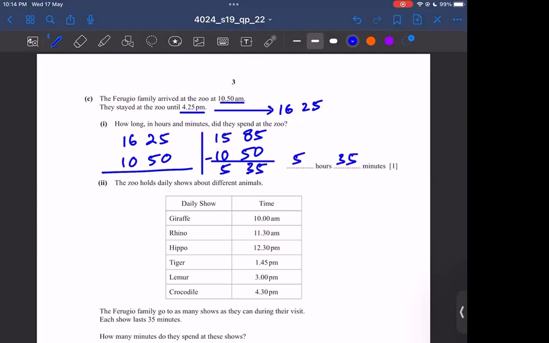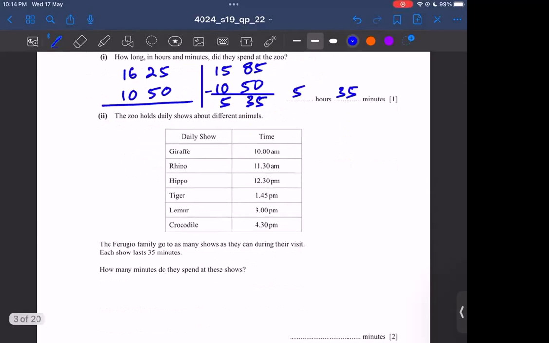They spend the time in the zoo. All right. Now in part 2, say the zoo holds daily shows about different animals. Giraffe is 10 AM, rhino is 11:30, hippo is 12:30 PM, tiger is 1:45 PM, lemur is 3 PM, crocodile is 4:30 PM.